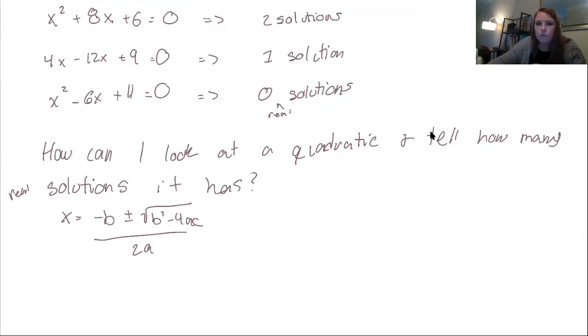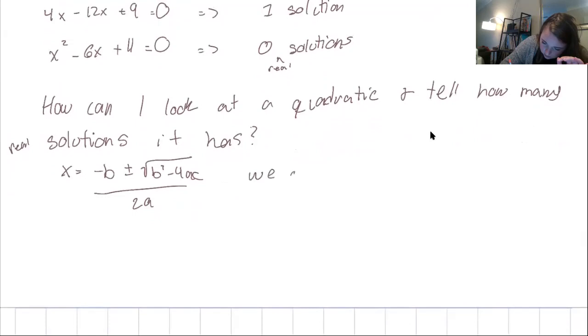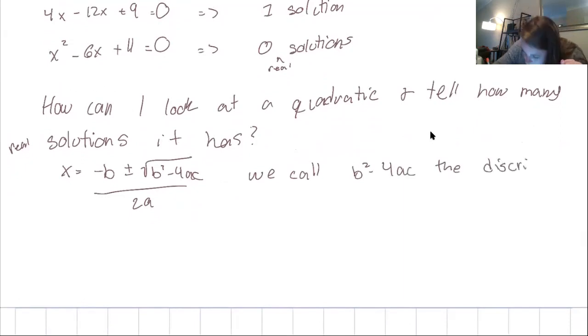Okay. Right inside the radical, right? So we call b squared minus 4ac the discriminant. And that's the word I had to look up because I don't want to spell it wrong. I-N-A-N-T. Discriminant. Okay.